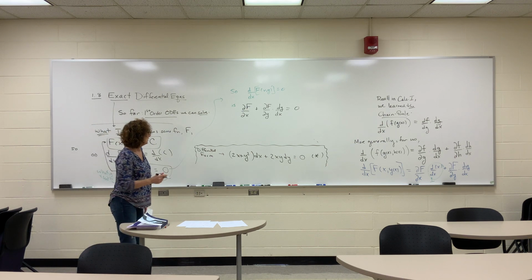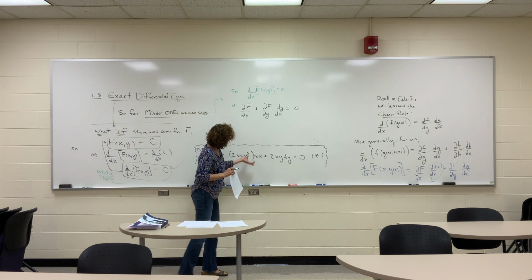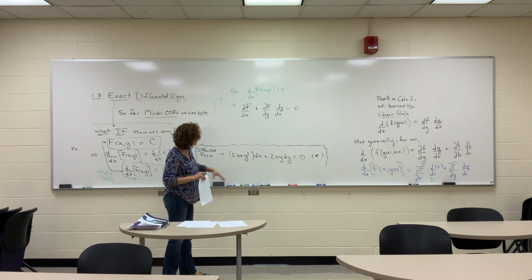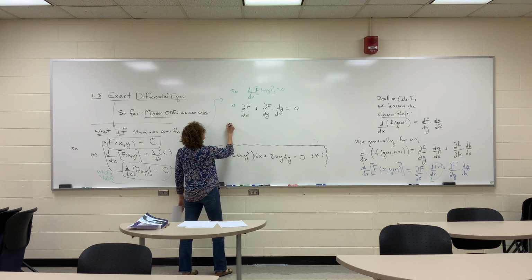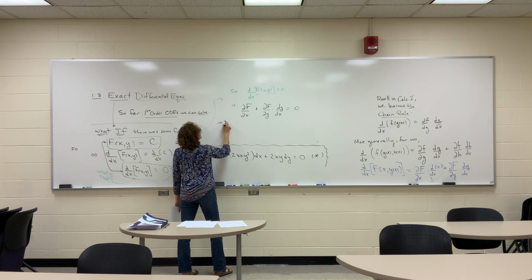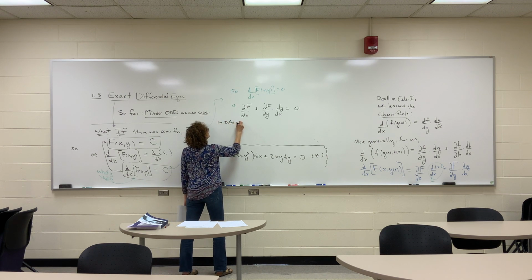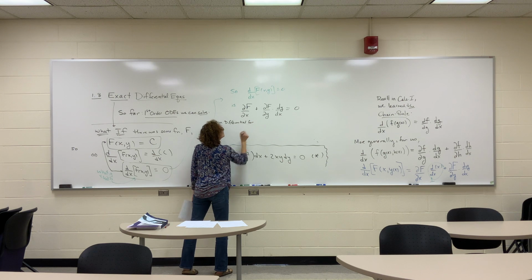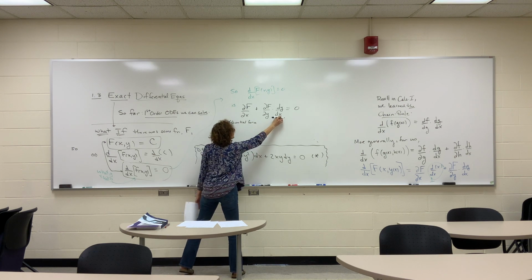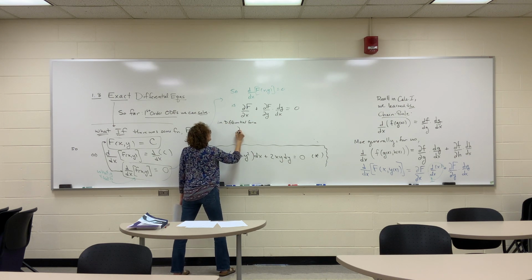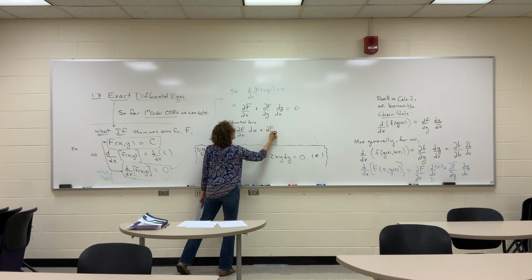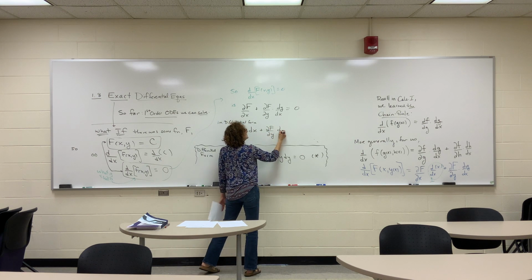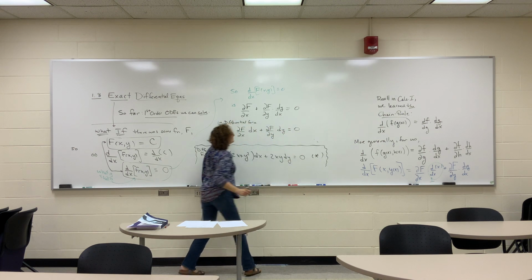Let's try to write it in a differential form. If we wrote this in a differential form, instead of the derivative form, we would have the partial derivative of f with respect to x dx plus the partial derivative of f with respect to y dy equal to 0.